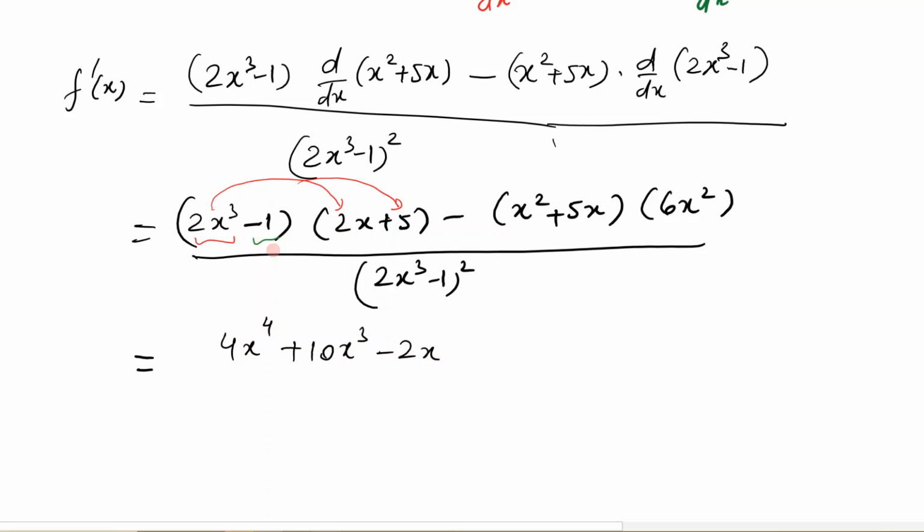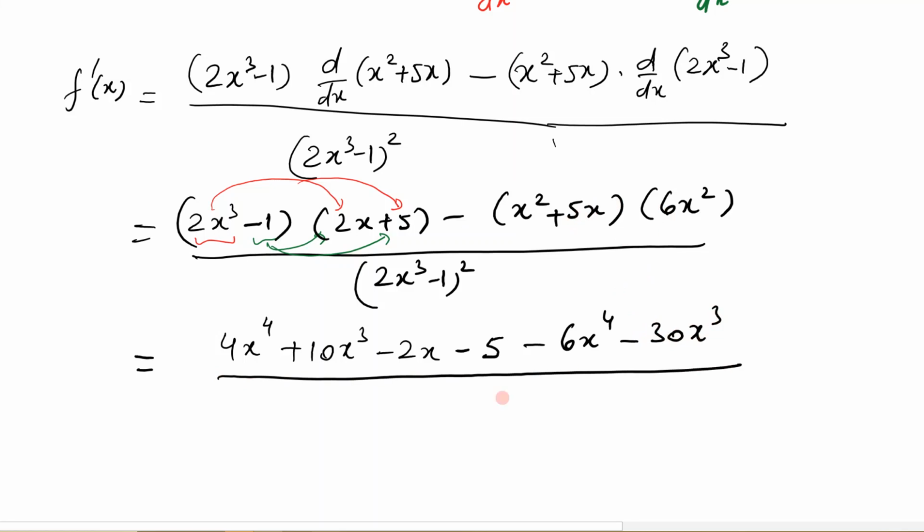Now we do the same thing with the second term: minus 2x and minus 5. Similarly, we use the foiling method for the second two terms. Negative x squared times 6x squared gives negative 6x to the 4, and then negative 30x cubed. The whole thing is divided by 2x cubed minus 1 whole squared.